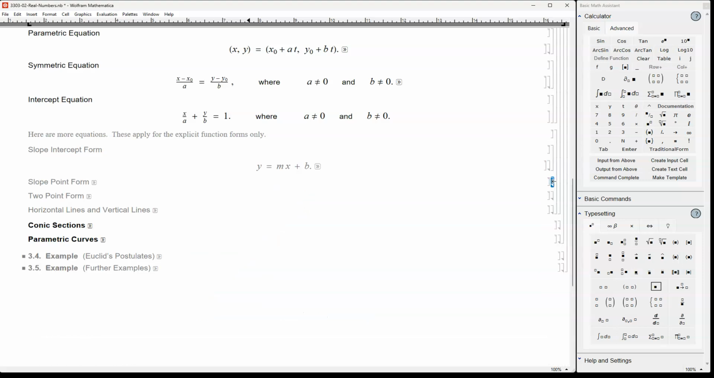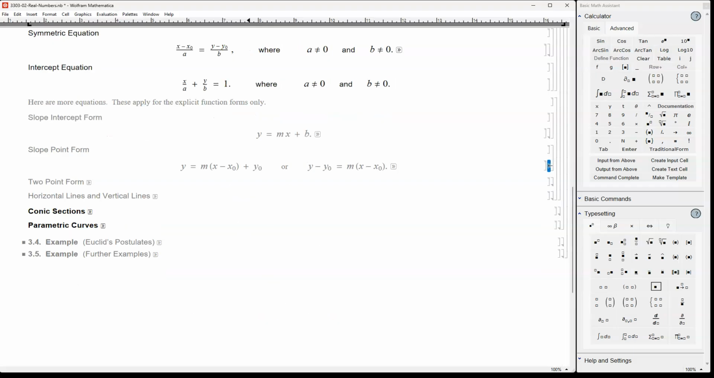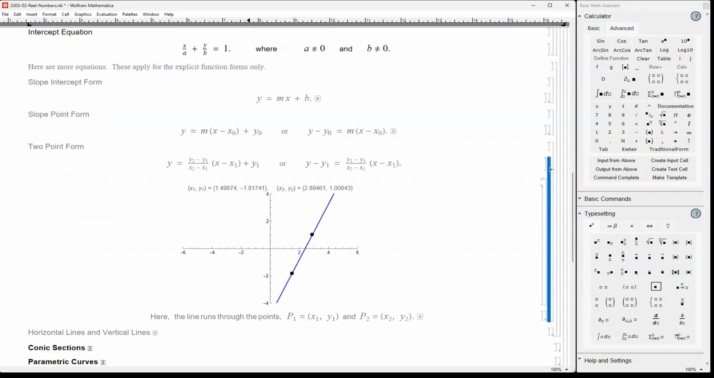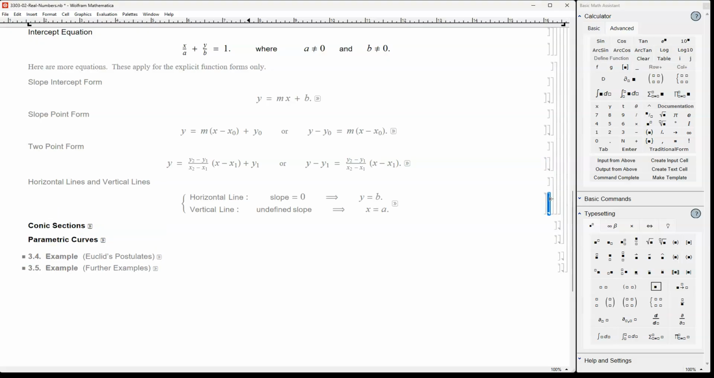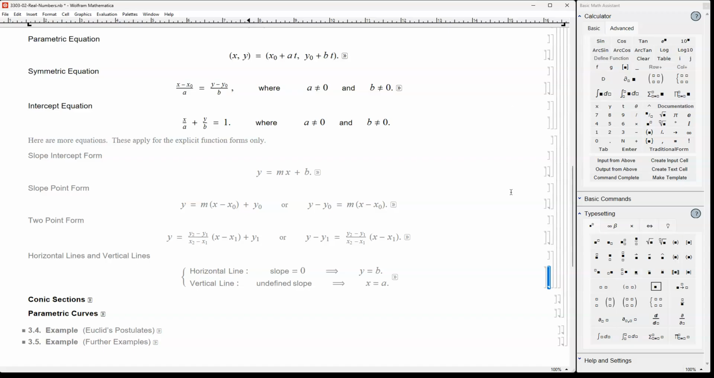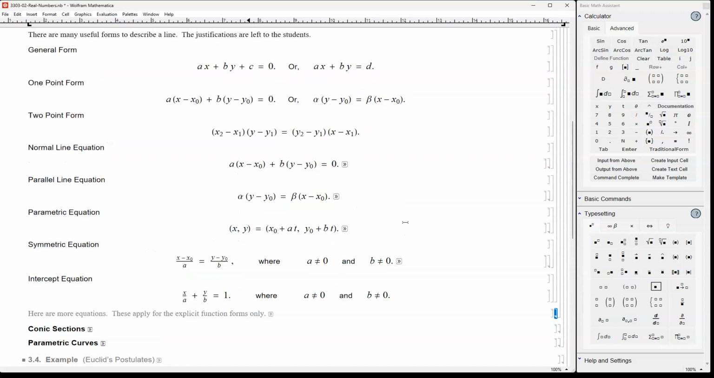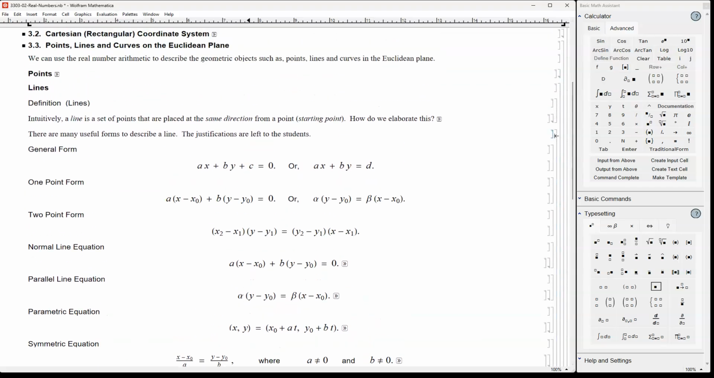Slope-intercept form, slope-point form, 2-point form, alright. And the horizontal line and vertical line. As for these, yeah, we're going to come back and discuss these in the second half of the course.